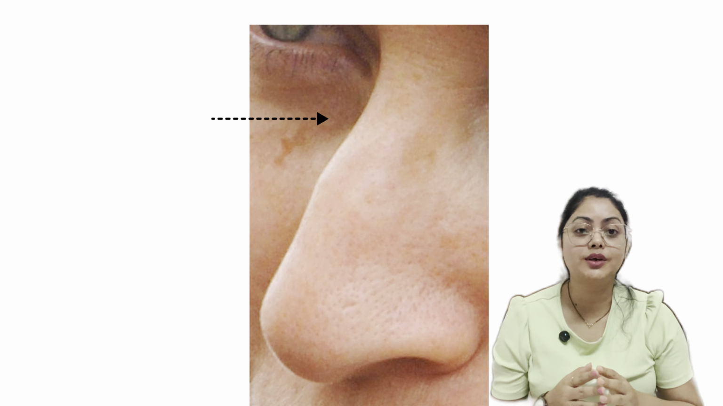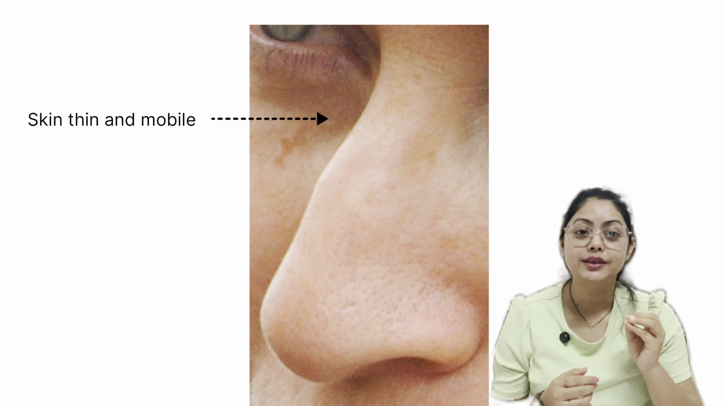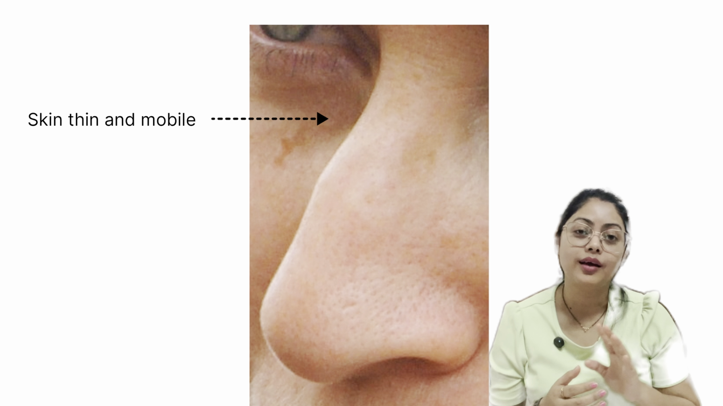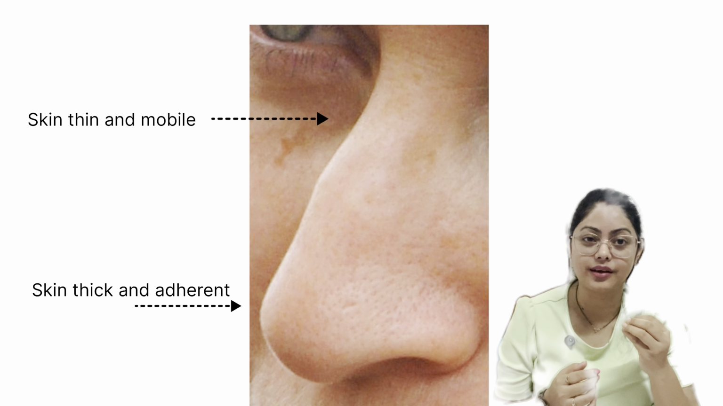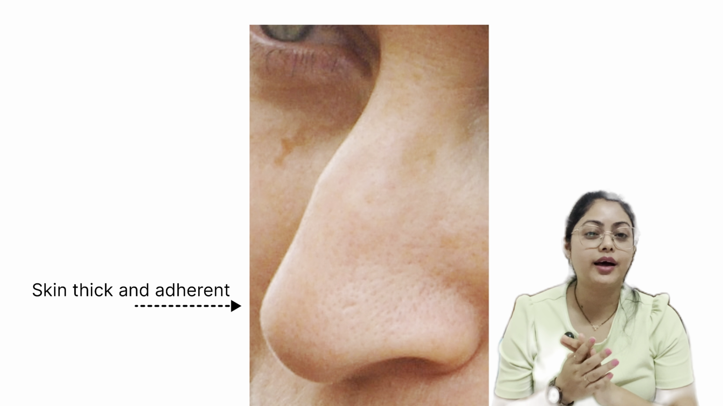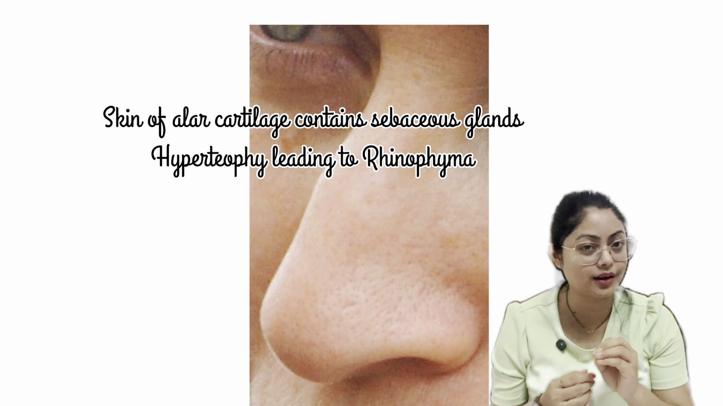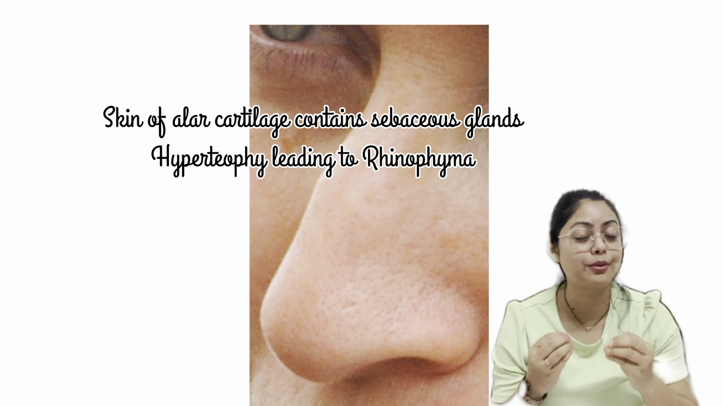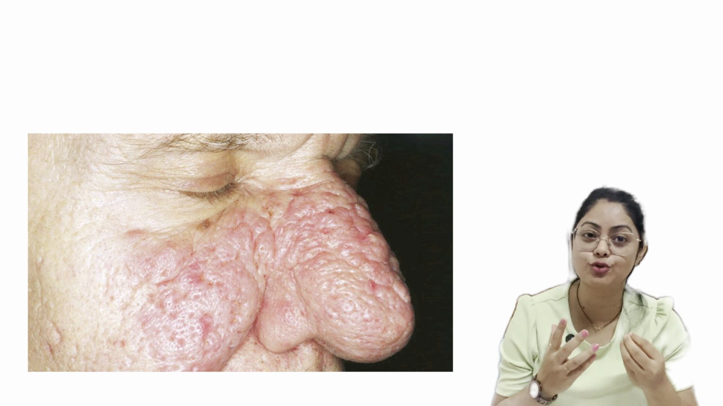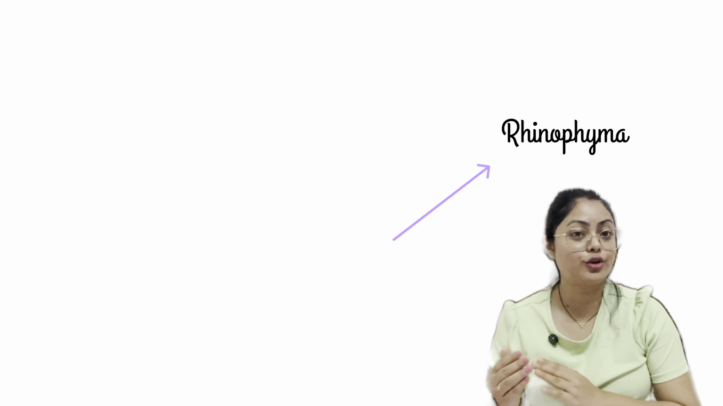The skin over the nasal bones and the upper lateral cartilage is mainly thin and freely mobile. However, the skin over the alar cartilages is quite thick and quite adherent, and we need to know that the skin of the alar cartilages contains sebaceous glands, and that is why sometimes hypertrophy of these sebaceous glands gives rise to a lobulated tumor, which is known as rhinophyma. That was about the external nose.